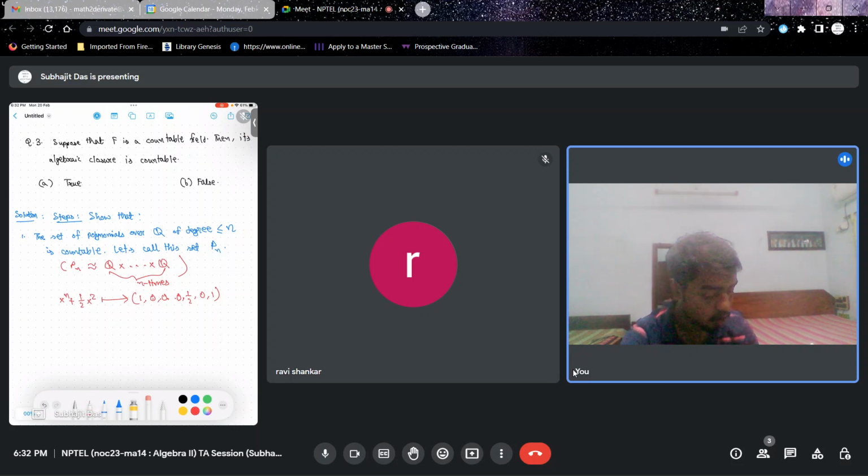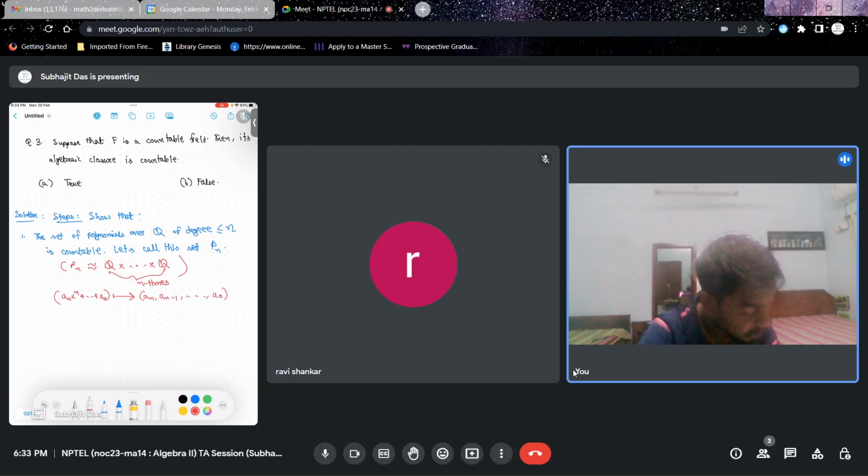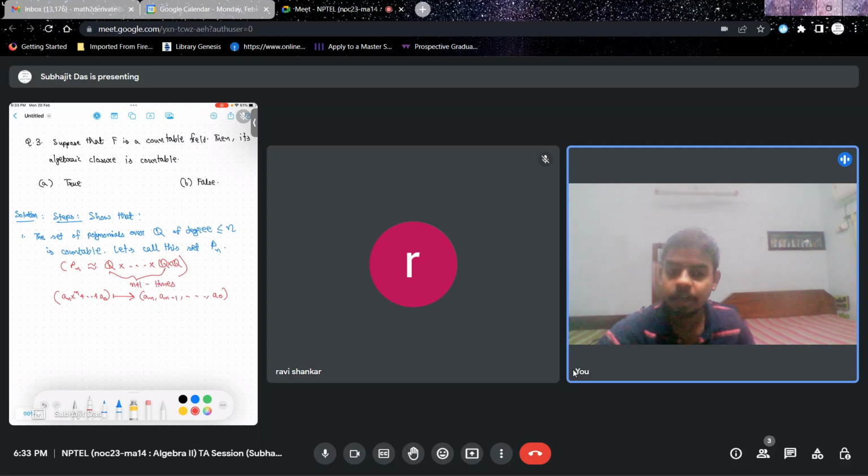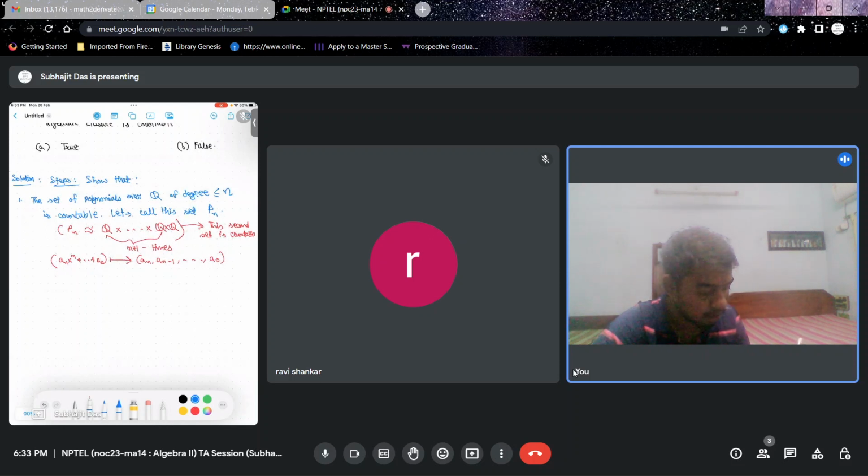Let me write down the bijection in case. So an x to the power n plus dot dot plus a0, you map it to an, an minus 1, up to a0. Oh, okay, so I need to take n plus 1 copies, because there are n plus 1 coefficients. And this Cartesian product of Q with itself n plus 1 times, or any finite number of times, is always countable. So this second set is countable as Q is countable, right? So this is step 1.